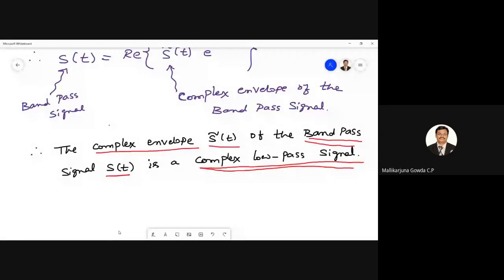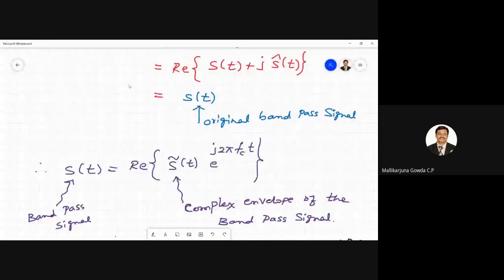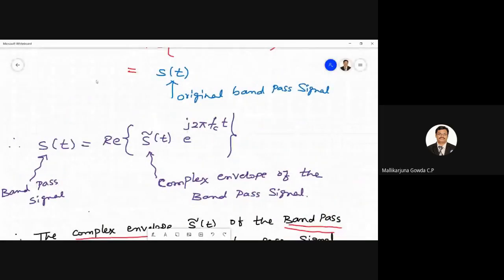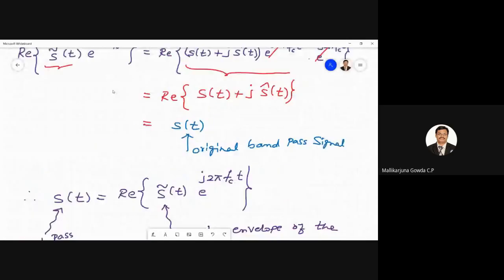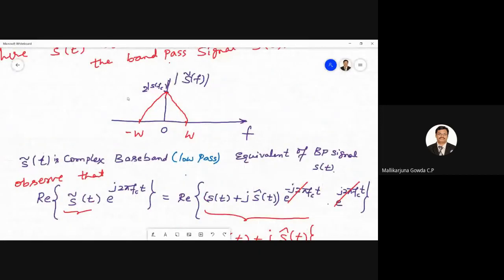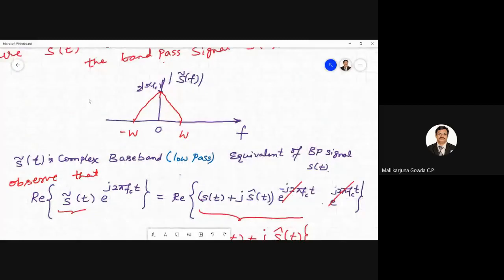Yes, hope you noted now the sentence. Yes, my dear students, have you noted the sentence? I said the complex envelope of the band pass signal is a complex low pass signal. Now I am asking, what is the need of mapping this band pass signal into a complex low pass signal? I am asking. At least looking at this diagram of the complex envelope, is it possible to interpret anything from this?